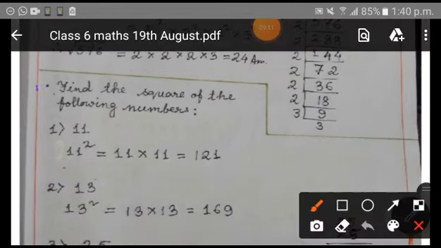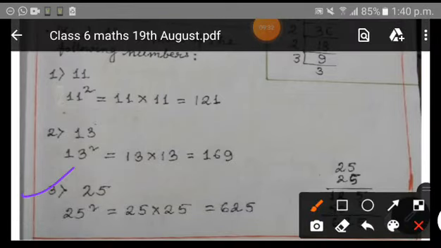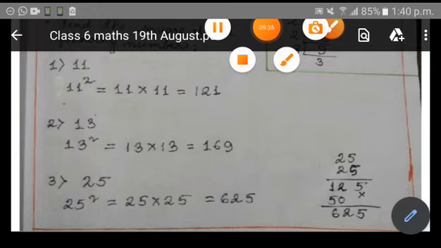Next one, find the square of the following numbers. In this case, squaring means you will have to multiply the number with the number itself. So 11 into 11, square of 11 is 121. You are going to simply multiply 11 and 11. Next one, 13 square is 169. 25 square is 625. So children, you are going to work out these sums in your classwork notebook.